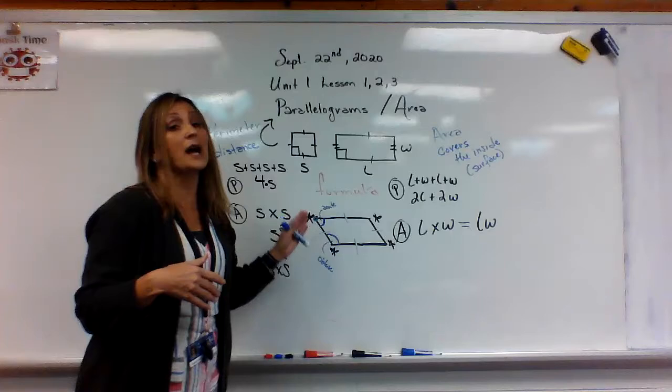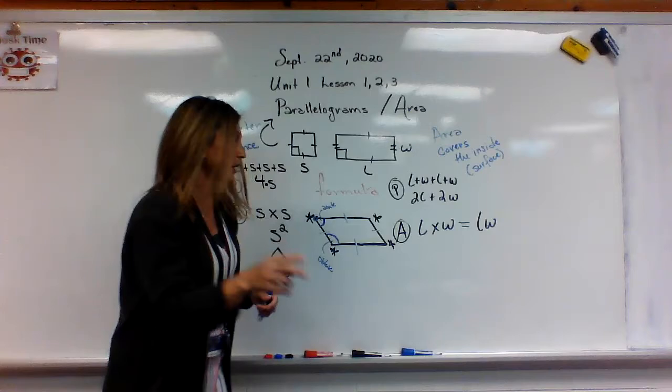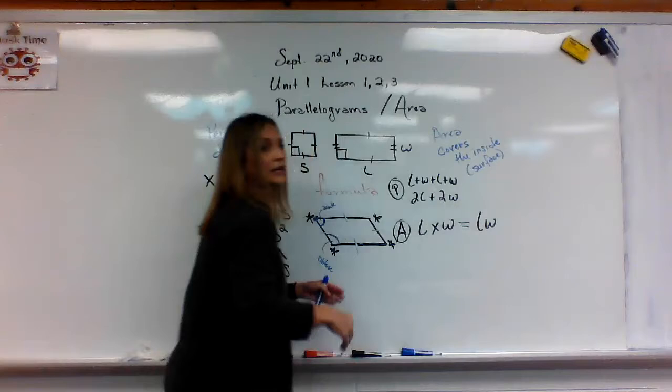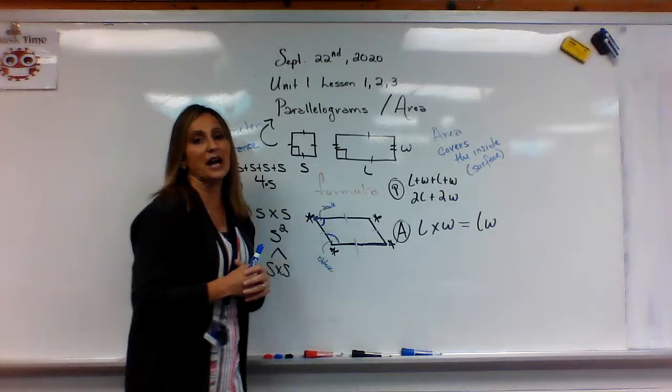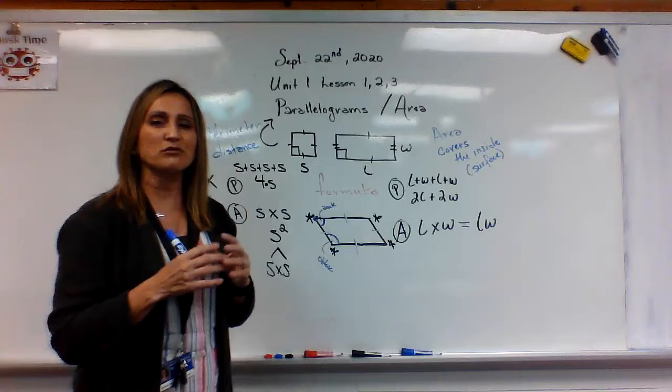It also has two sets of parallel sides. These lines are going to go on and on and on and never touch. These lines are going to go on and on and on and never touch. So it has parallel sides, four sides, but it doesn't have 90 degree angles. Not right now, anyway.